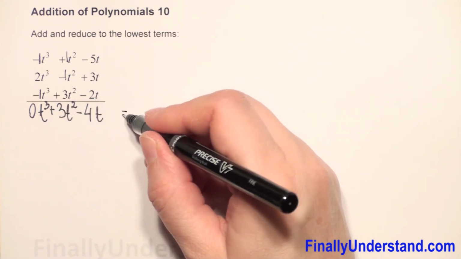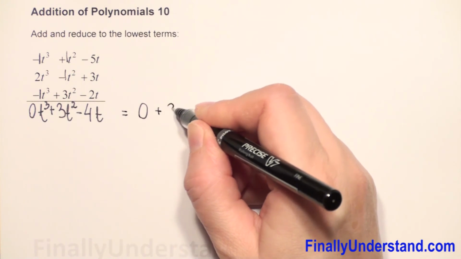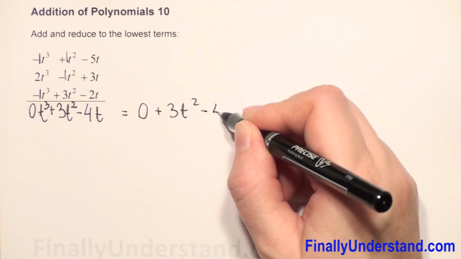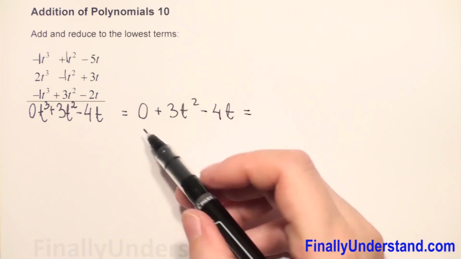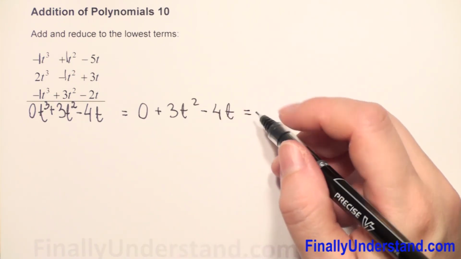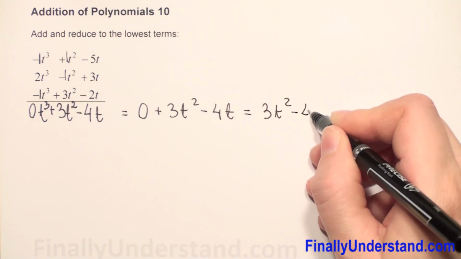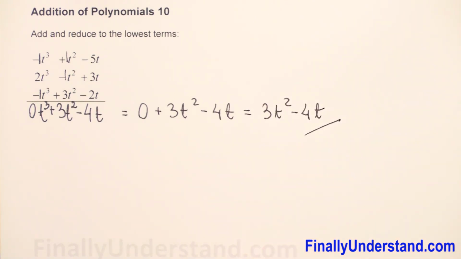So we have that this is equal to 0 plus 3t squared minus 4t. So this is equal, we don't have to write that 0, so it will be 3t squared minus 4t. This is my solution.